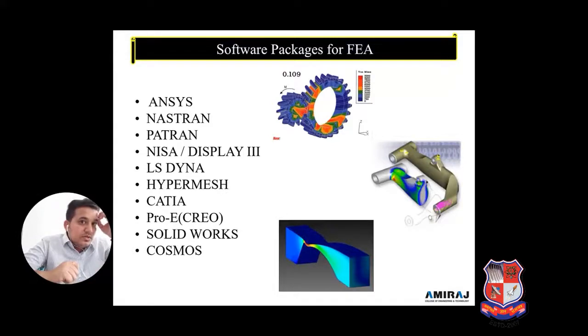As per the software listed above, we use them for finite element analysis. ANSYS is one of the most powerful, then Nastran, Patran, Nisa, then HyperMesh. HyperMesh is particularly used for proper meshing purposes, for pump designing, aerospace designing, jet engine designing, as well as any dynamic things. Then CATIA, Creo, SolidWorks and COSMOS.